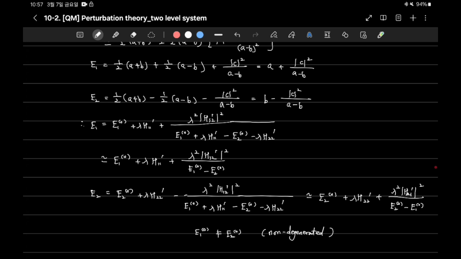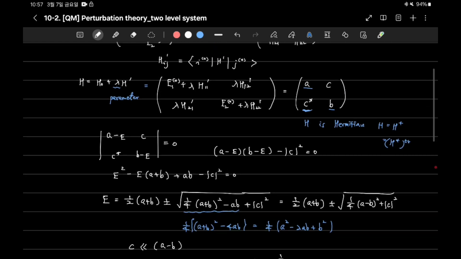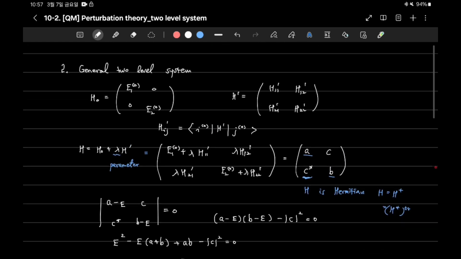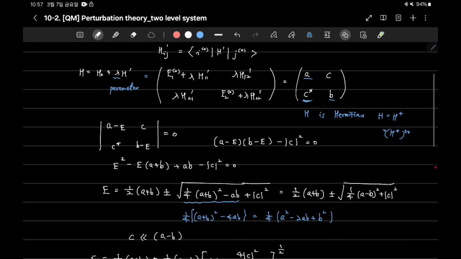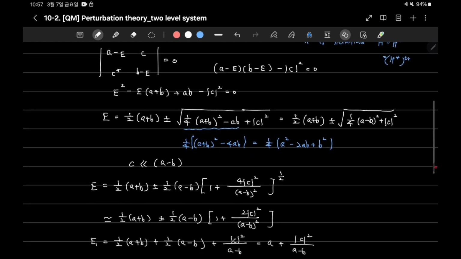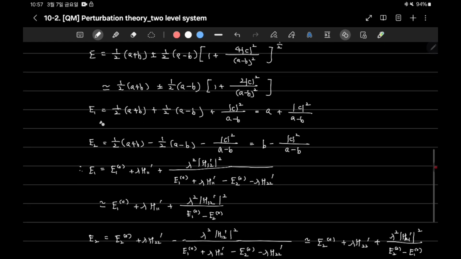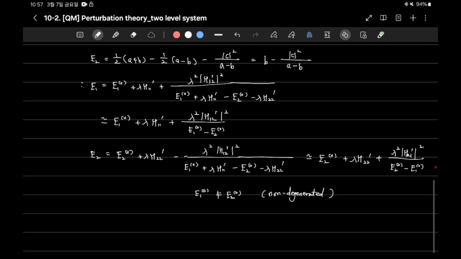It is general: we determined this by using the general Hamiltonian, which is the unperturbed Hamiltonian plus the perturbed Hamiltonian. Because it is not diagonalized, we carried out the diagonalization, and then we obtained the two eigenvalues of the two-level system, which can be summarized like this.